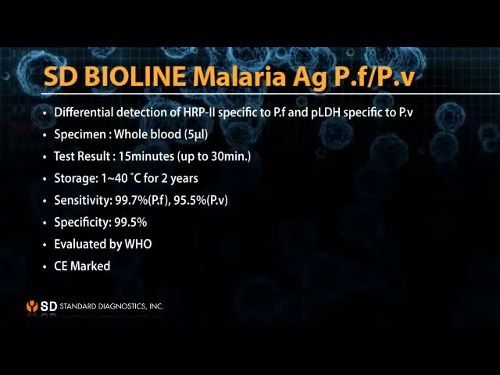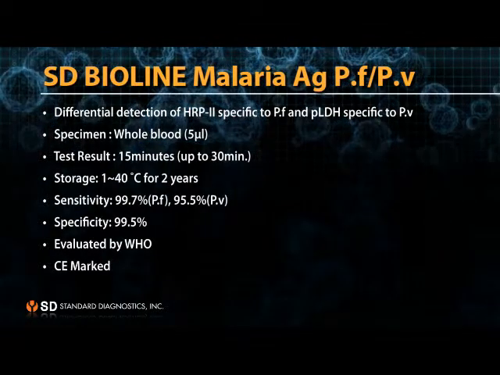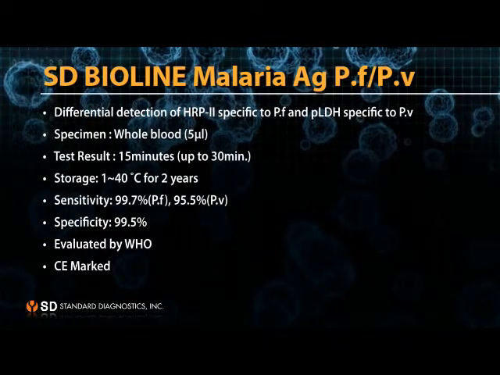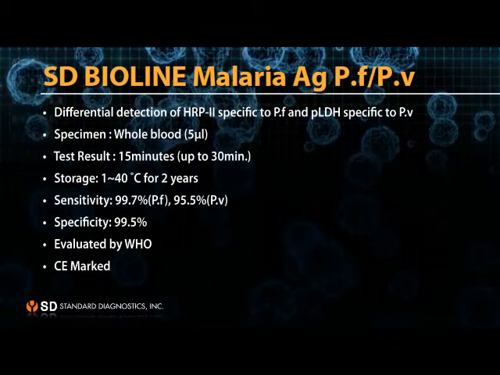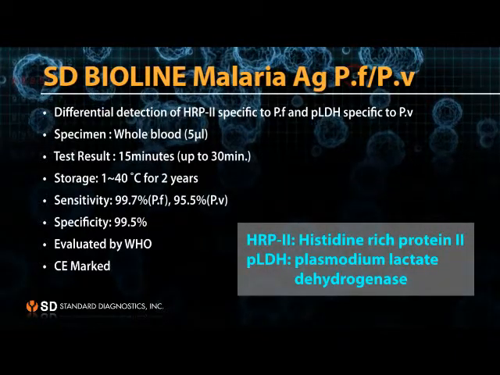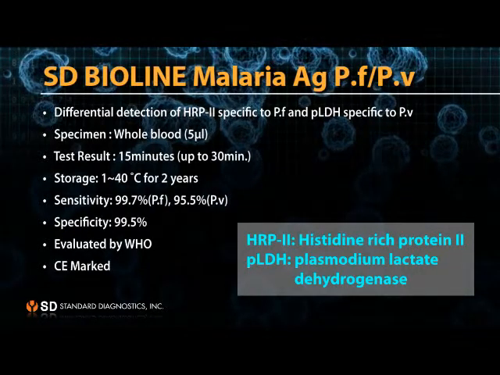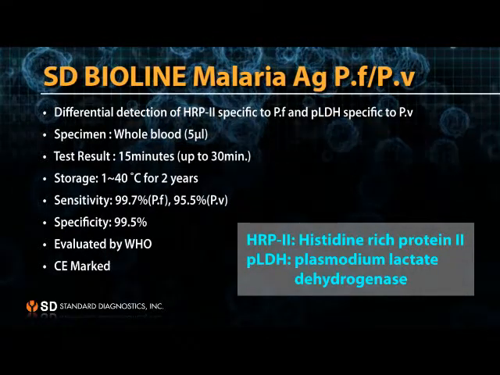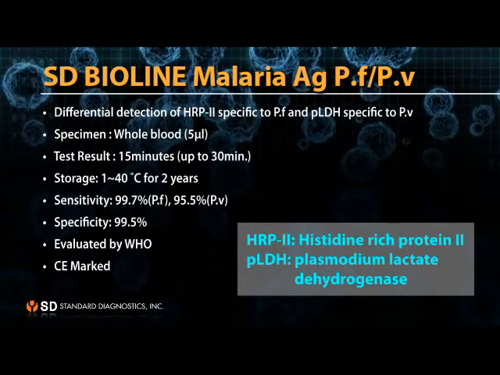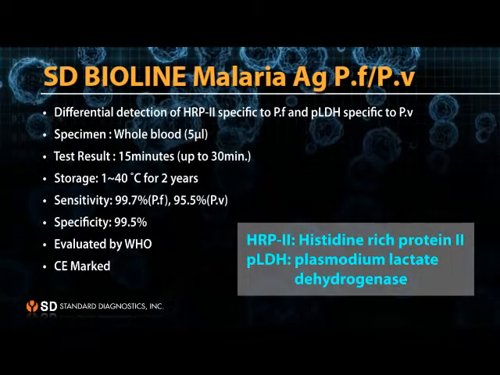The SD Bioline Malaria Antigen P.v rapid test is for differential detection of HRP2 specific to Plasmodium falciparum and PLDH specific to Plasmodium vivax. HRP2 stands for histidine-rich protein 2. It is a unique protein released by Plasmodium falciparum. PLDH, Plasmodium lactate dehydrogenase, is an enzyme produced by malaria species in common.